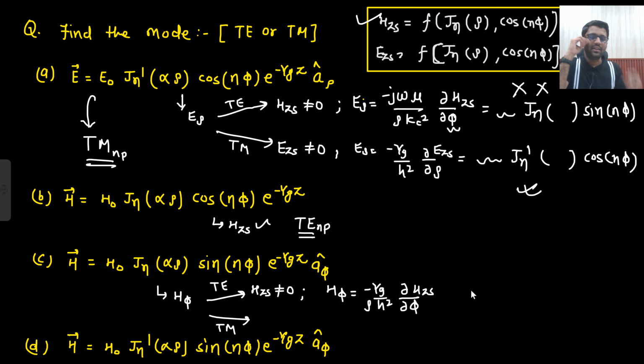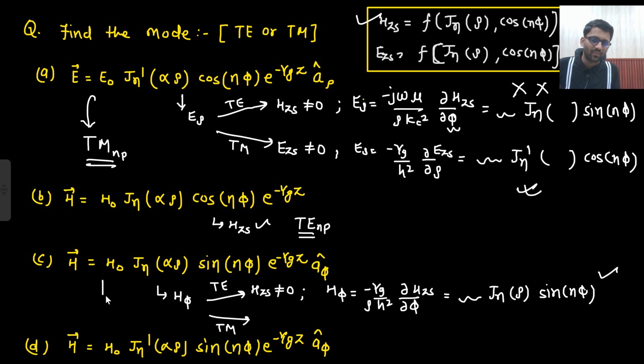Then next will be Ez. So Ez is 0, so that expression I am not going to write down. So what are we getting? Some constant we will get, and Hz is a function of Jn rho and cos n phi, and differentiation is done with respect to phi. So Jn will come as it is, and since differentiation is done with respect to phi, this will be sin n phi. So are you getting this? Jn as it is and sin n phi. Yes, this is your transverse electric mode only. So this is your transverse electric mode NP. So this is the answer.